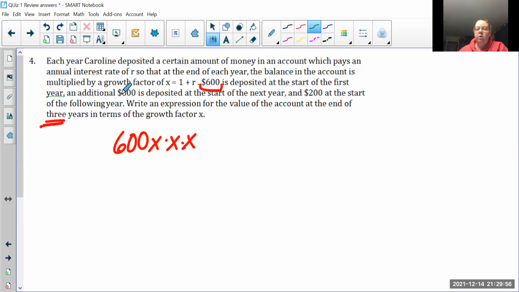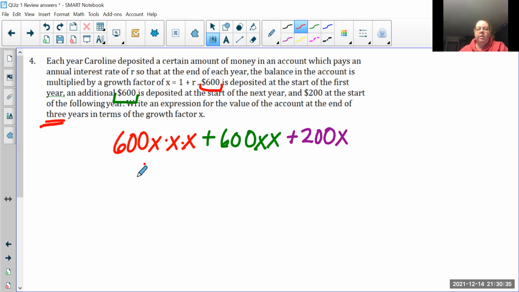Then this one, the next year, they deposited another $600. So they're going to add another $600 the next year. Now this one, they only got the interest rate for the second year and the third year. So they only got 2 years of interest rate because they missed the first year with that $600. And then they added another $200 the start of the next year. So this one's only been in there for 1 year. So this is X. So it's been there for the end of the third year, they get the interest rate.